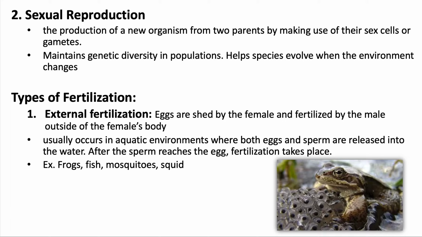The first type is external fertilization. This is when the eggs are shed by the female and fertilized by the male outside of the female's body. This will usually occur in aquatic environments where both eggs and sperm are released into the water. After the sperm reaches the eggs, then fertilization will take place. For example, frogs, fish, mosquitoes, squids, and many other aquatic animals have external fertilization.